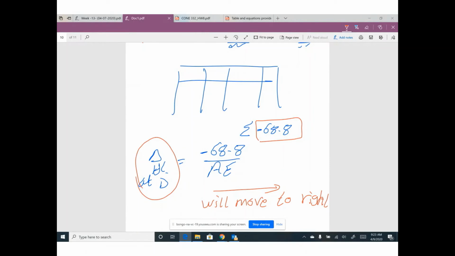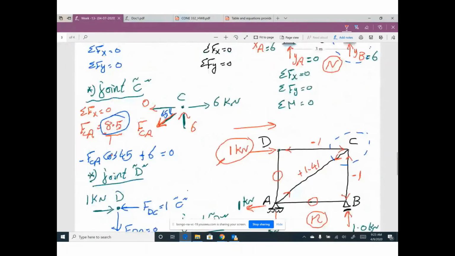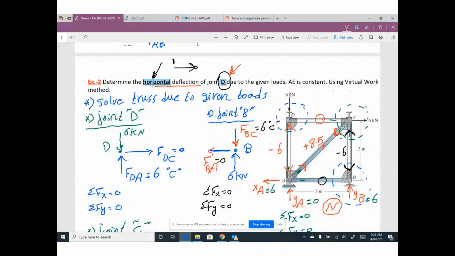And that makes sense for me because we have 6 kilonewton here. What do you think? This 6 kilonewton will move this truss as a total truss to right or to left? I think this 6 kilonewton is going to right. So the whole truss will move to right. And that makes sense.